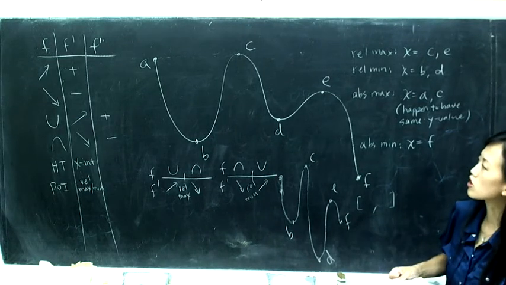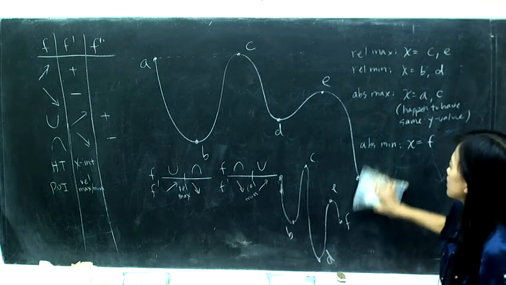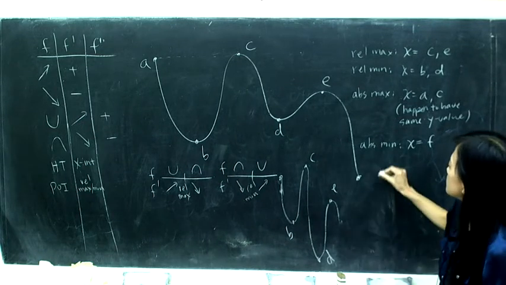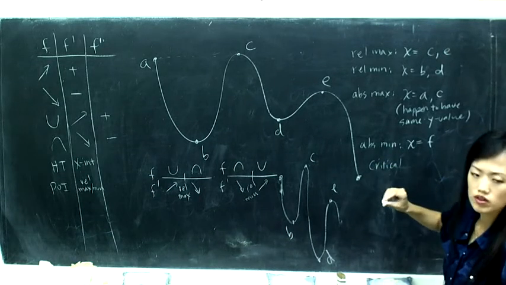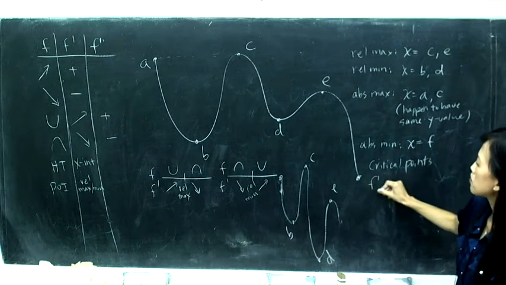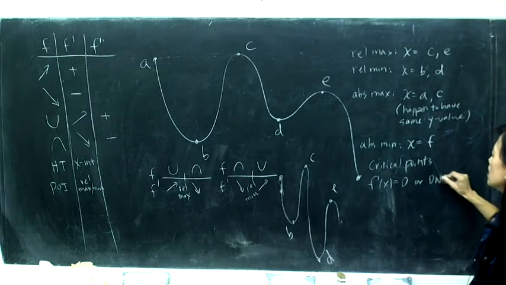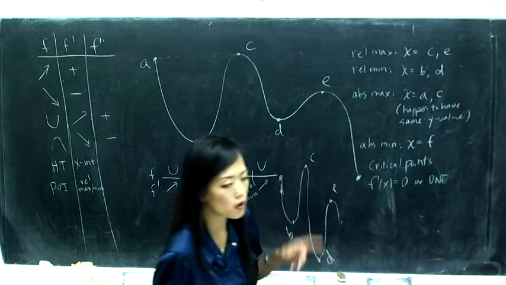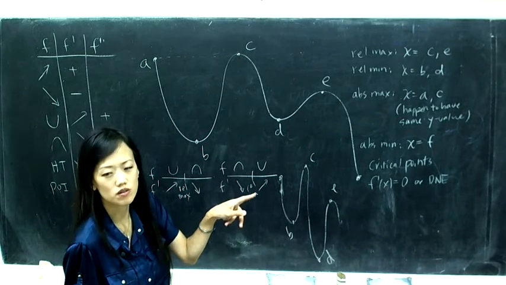Now, which ones are considered critical points? How do you find critical points? What's 0 or DNE? It's a derivative. It has something to do with derivative. What is it? Critical points exist when f prime is either 0 or DNE. That means the slope is 0. Is that a horizontal tangent? Some sort of horizontal tangent. Yes. What's the DNE scenario for the slope?